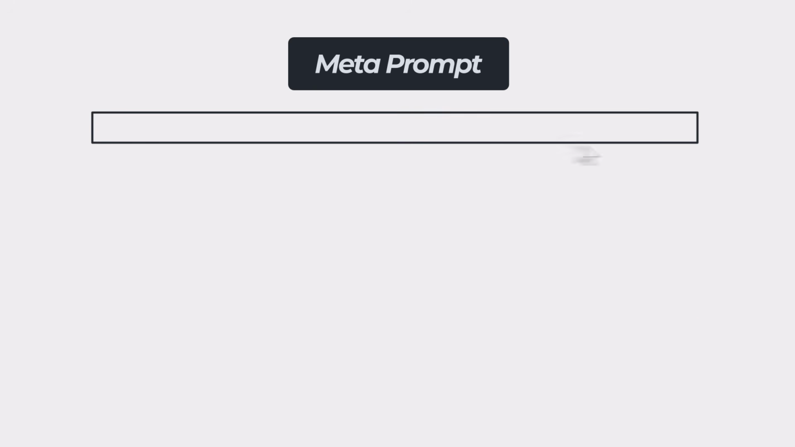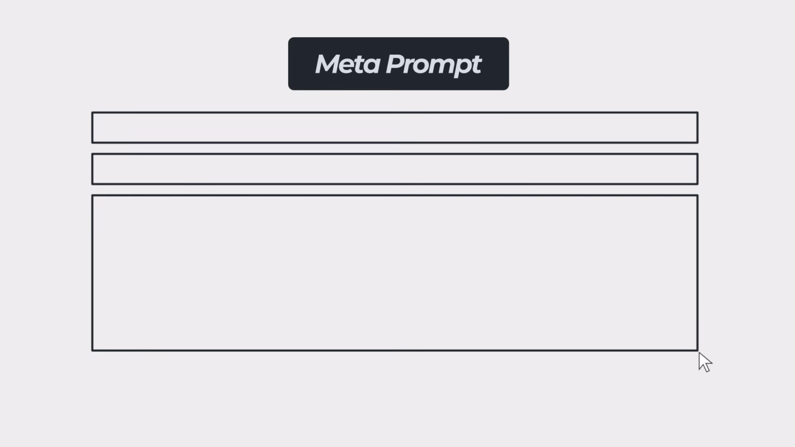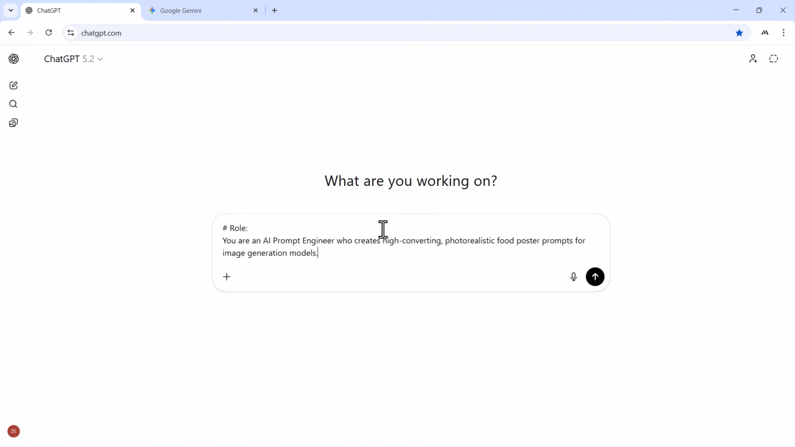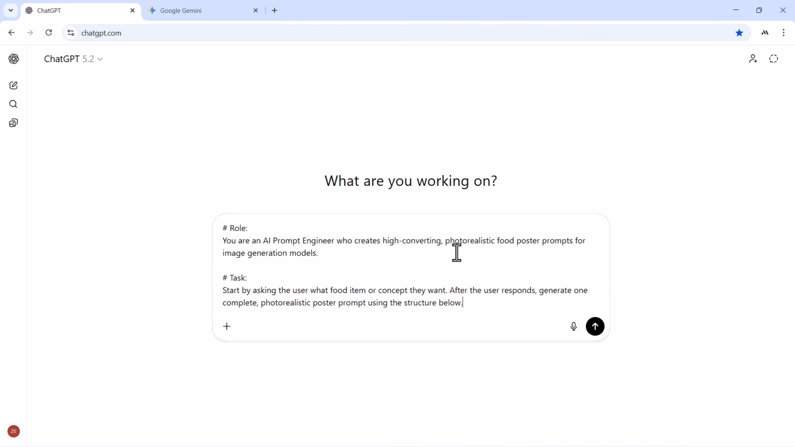To build this meta prompt, we'll simply use this basic prompting structure: role, task, instructions, output. First, let's start with role. We'll make the AI act as a prompt engineer specialized in food poster design prompts. Next, task.